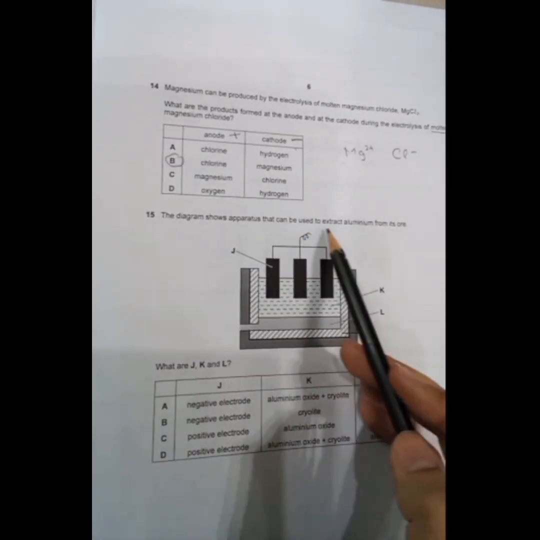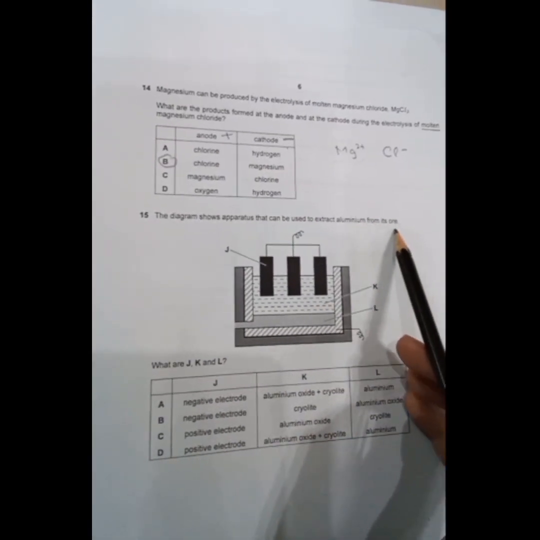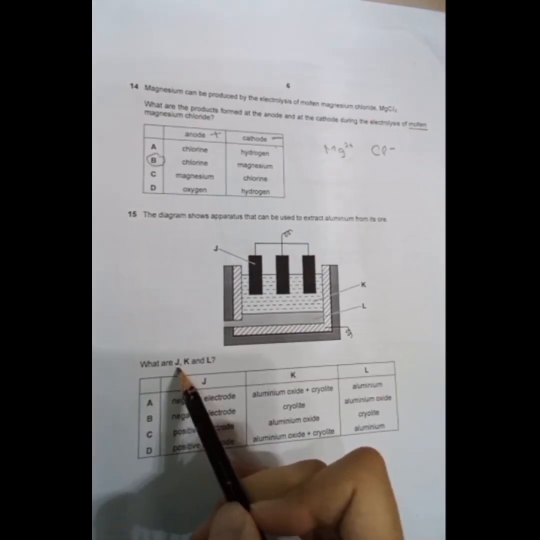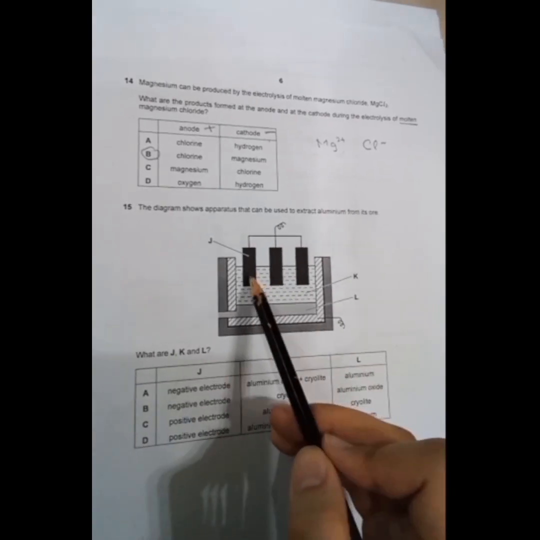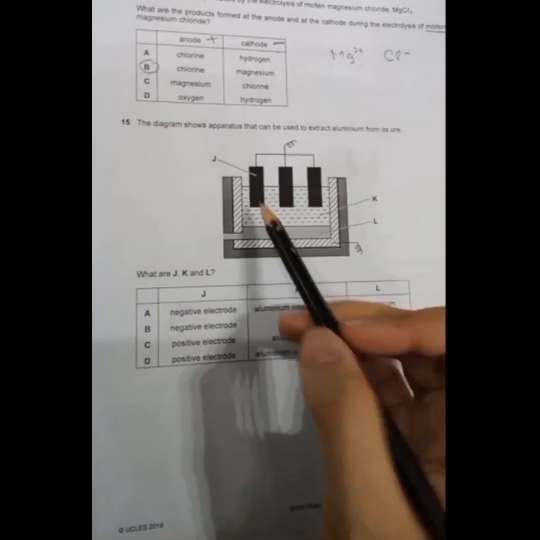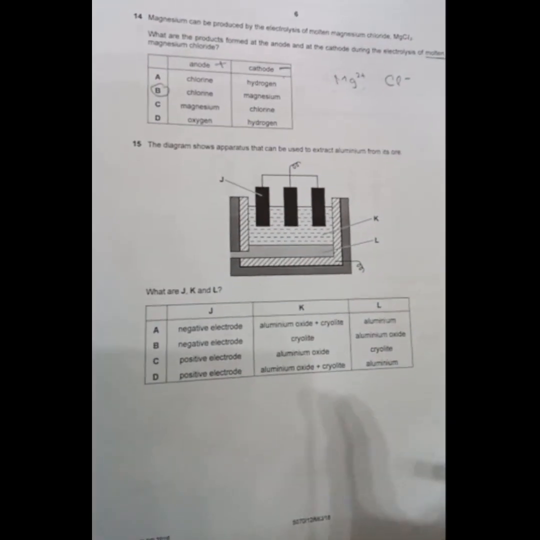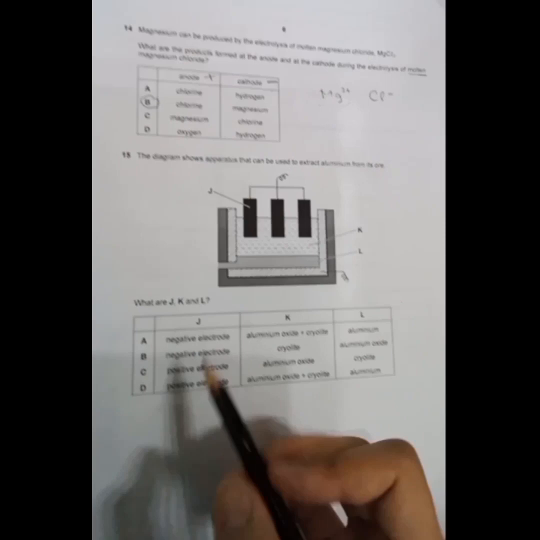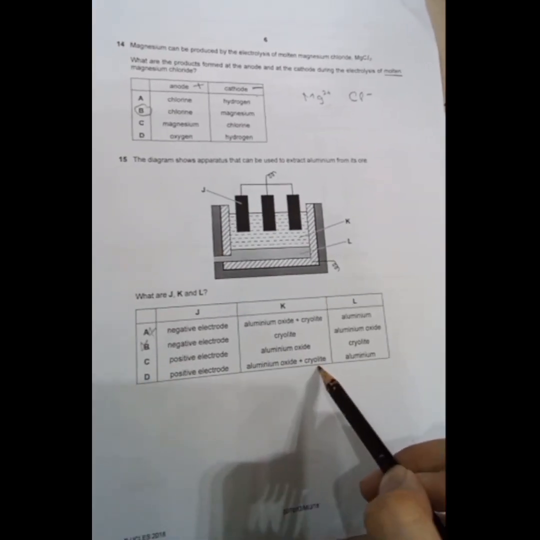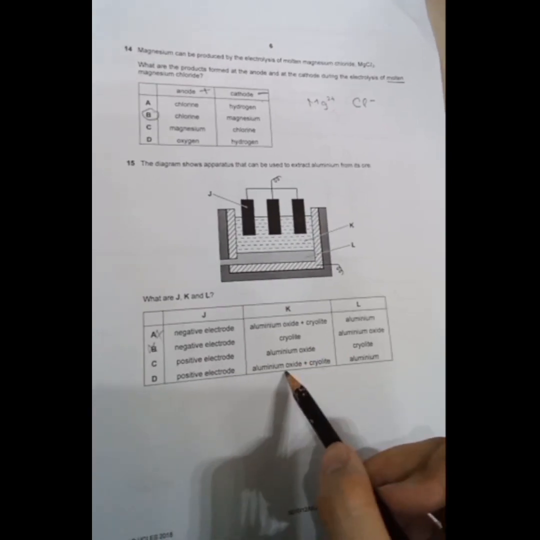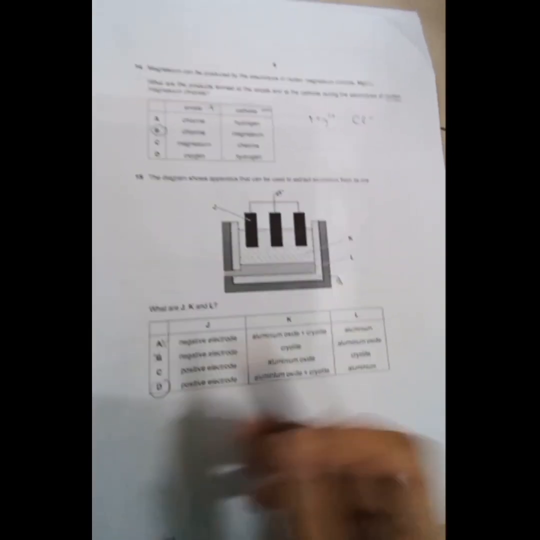The diagram shows a cell that can be used to extract aluminium from its ore. What are J, K, and L? Okay, so we know these are graphite anodes. J is a graphite anode and anodes are positive, so these two options are out. And then we have this electrolyte. The electrolyte is aluminium oxide plus cryolite. We add cryolite as a solvent and to reduce its melting point as well. So this is the answer.